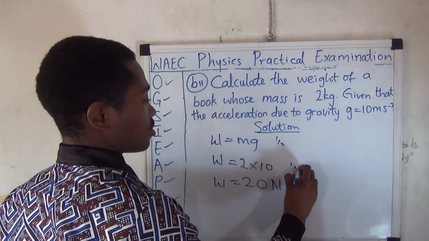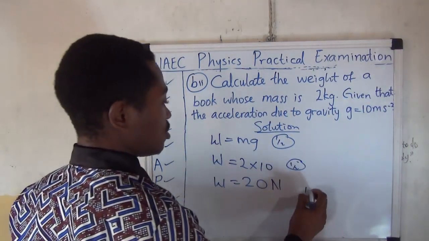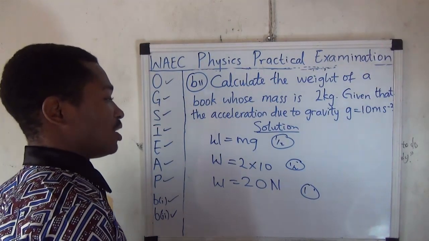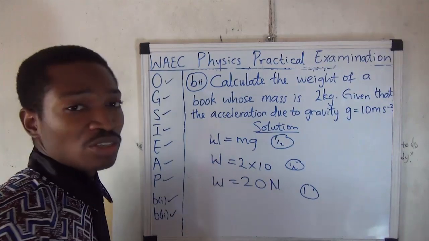So all your steps, marks are allocated to your steps, okay? This could be one mark. So that's it. You must state your formula, then your step, your calculation, then your unit.